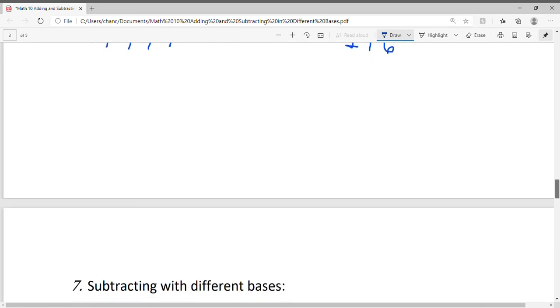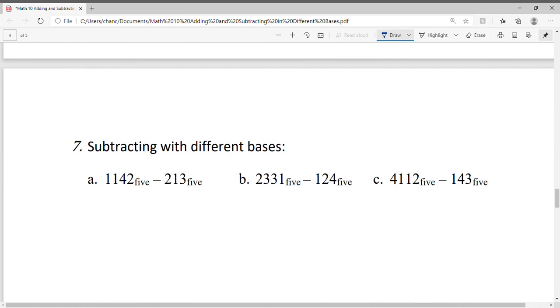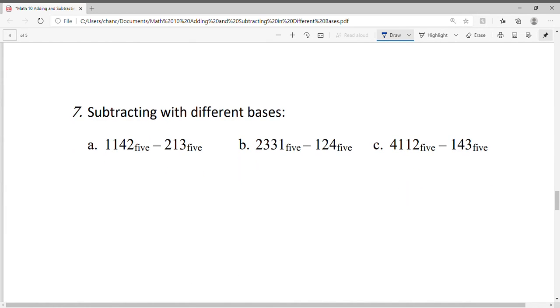So now we could work with different bases. Let's subtract 1142 base 5 minus 213 base 5. Again, we'll still stack it the same, no difference. This is base 5.